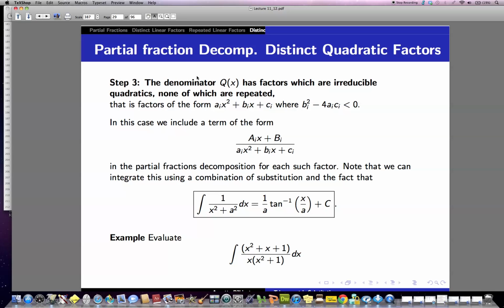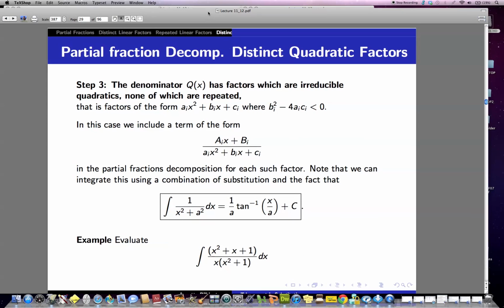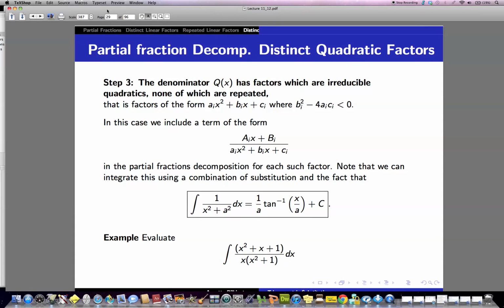The next most complicated situation is when I have quadratic factors, and in this case I am assuming I have distinct quadratic factors here. So assuming I have no repeats among my quadratic factors, and I may have also linear factors in q of x, for every quadratic factor, I include a term in the partial fractions decomposition that looks like this.